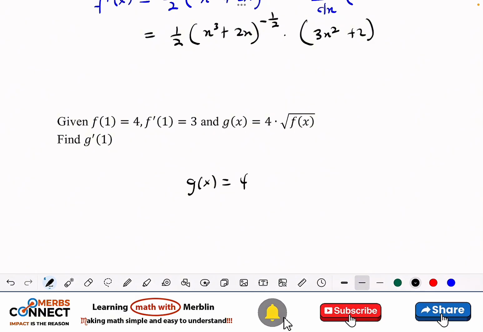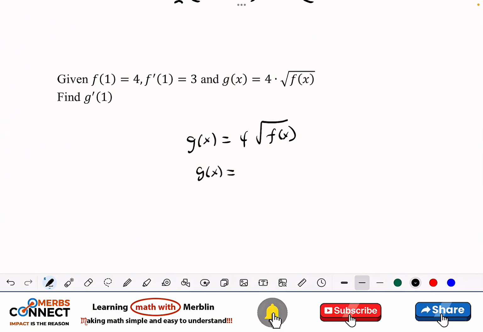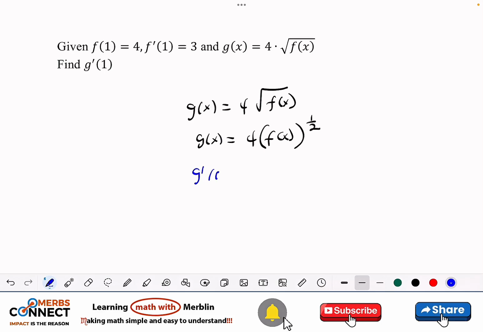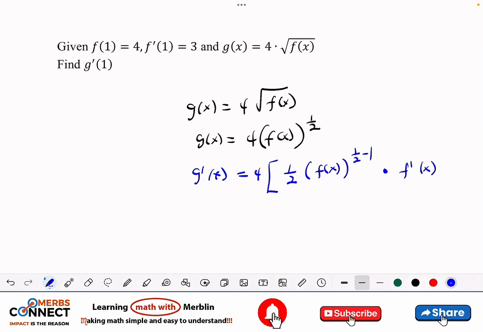We have this one to be 4 times f of x. So this is the same as g of x equals 4 times f of x all to the power 1 over 2. So this is the chain rule with the constant multiple and also the power rule. So g prime of x will be equal to, pick the 4 out. Now let's apply the chain rule of power rule. So 1 over 2 drops down, I maintain f of x, then subtract 1 from this, times, now we differentiate what is inside the bracket, which is f prime of x.